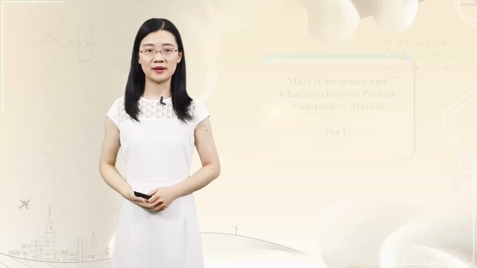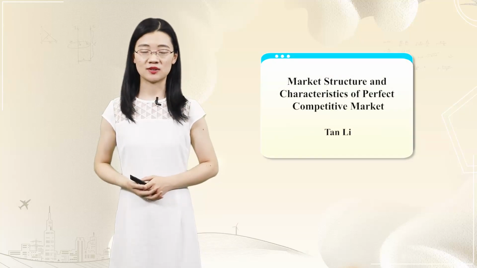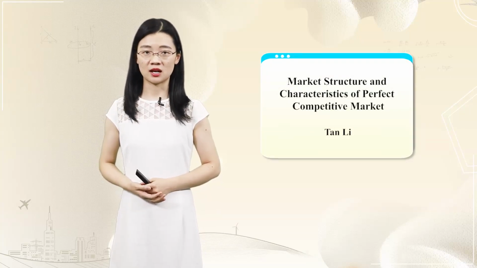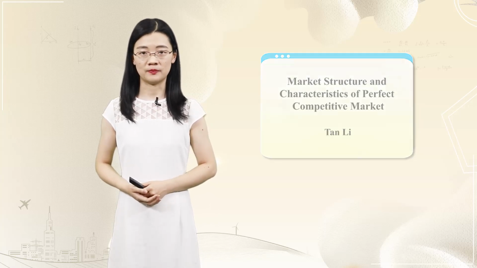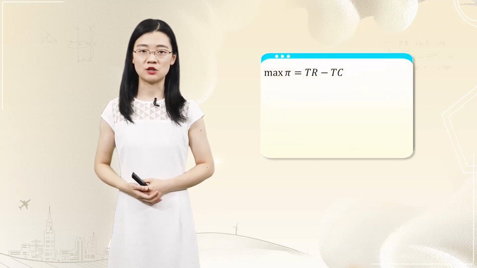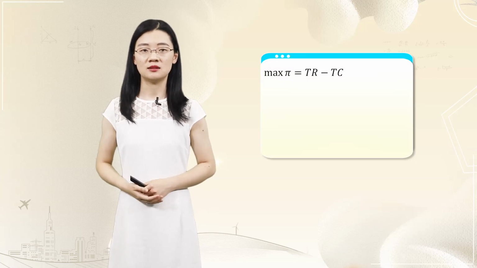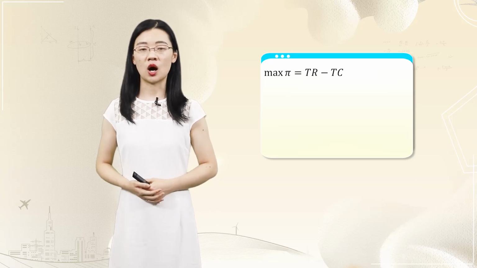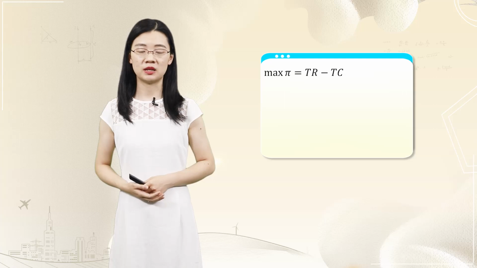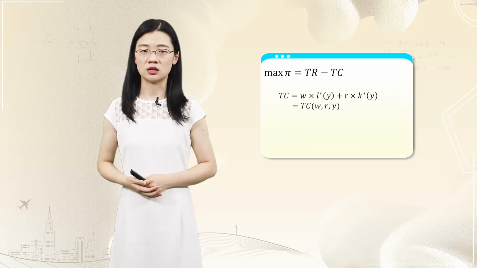Hello everyone, welcome back. In the last few lectures, we learned the production process of producers and derived the cost curve from the production function. Next, we return to the producer's goal of profit maximization. We know that the profit of the producer is equal to total revenue minus total cost. By solving the cost minimization problem, we have found the cost function of the producer, that is, the minimum total cost to produce a certain output level.